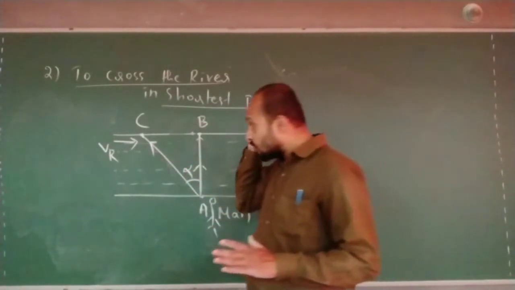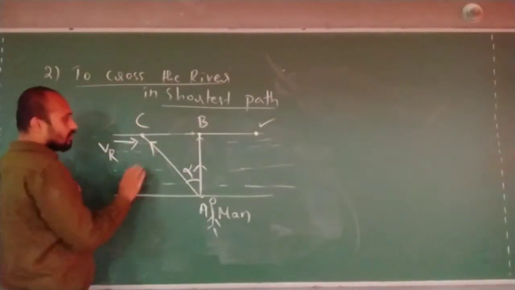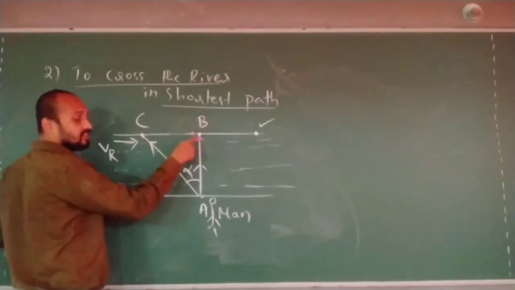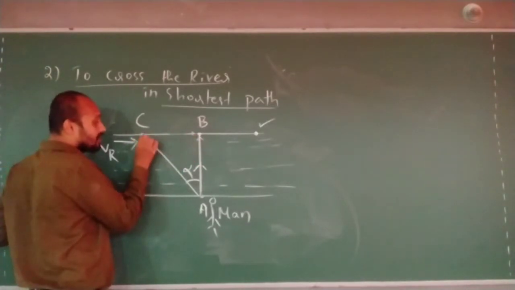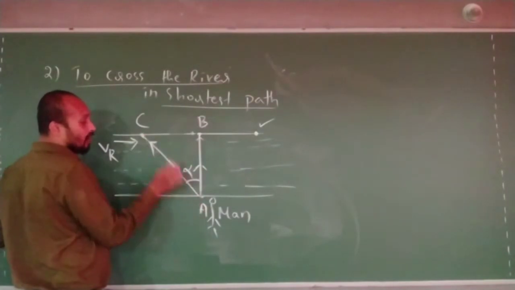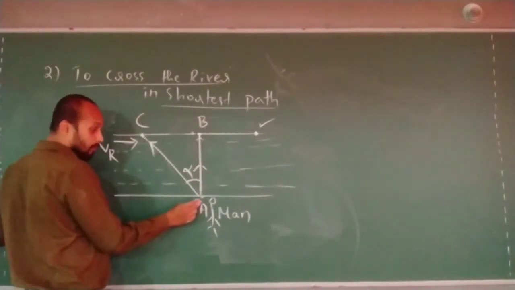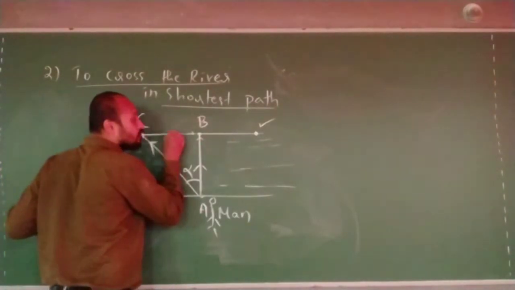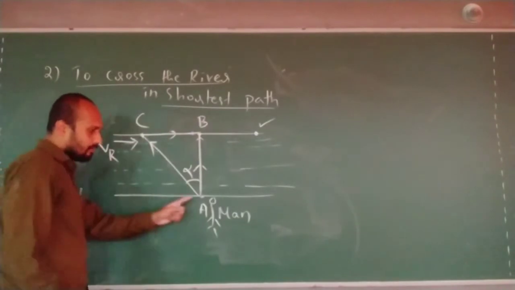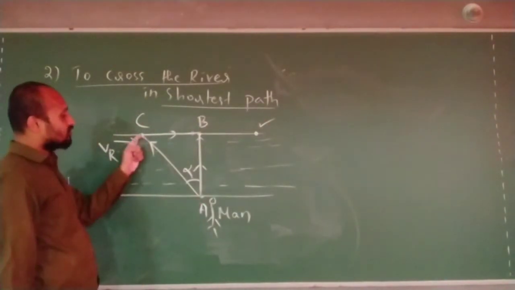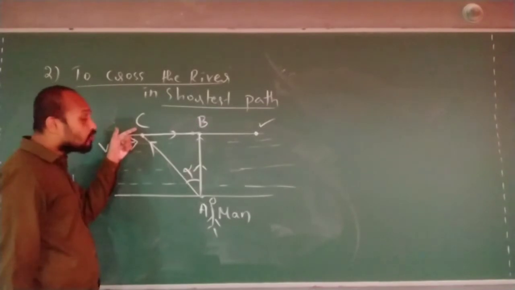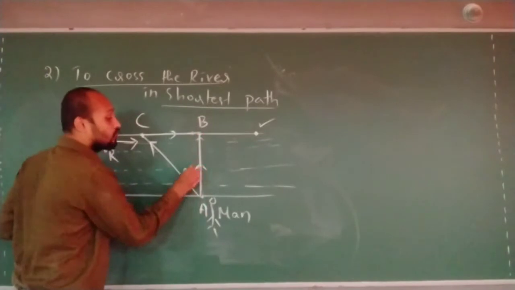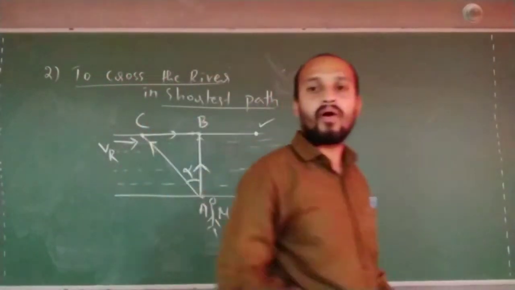Now see here, by the time he reaches point C, he is reaching point B, which means that by the time he is moving from point A to C, the river will push him from point C to B. That is why he will be reaching from point A to B.